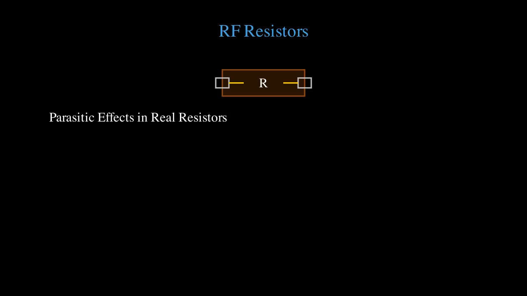Instead of just a pure resistance R, we have a series inductance L in series with the resistance, and a parallel capacitance C across the entire component. At low frequencies, these parasitics don't matter, but as frequency increases, they begin to dominate. This equivalent circuit shows how a real resistor behaves at RF frequencies. The series inductance causes the impedance to increase with frequency, while the parallel capacitance provides a path for high-frequency currents to bypass the resistor entirely.